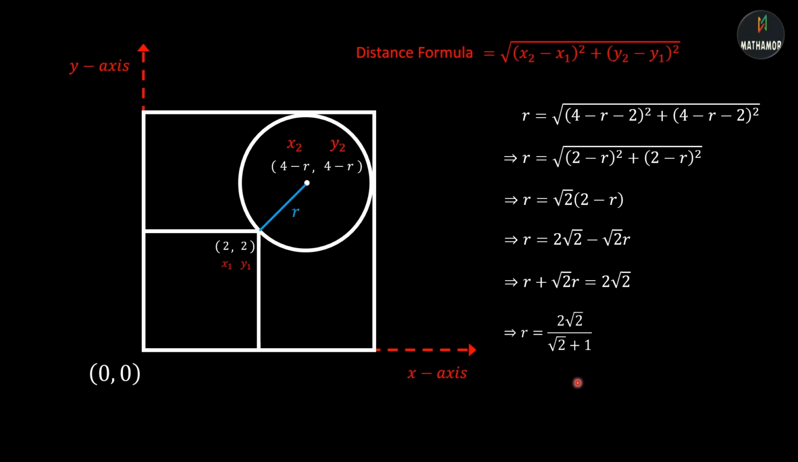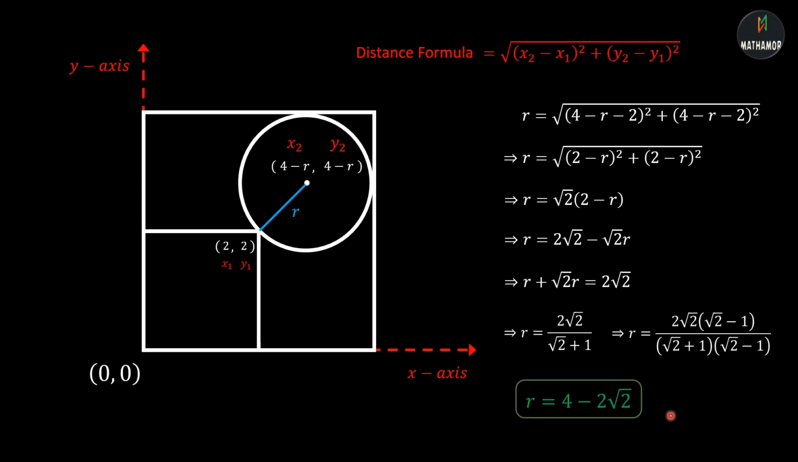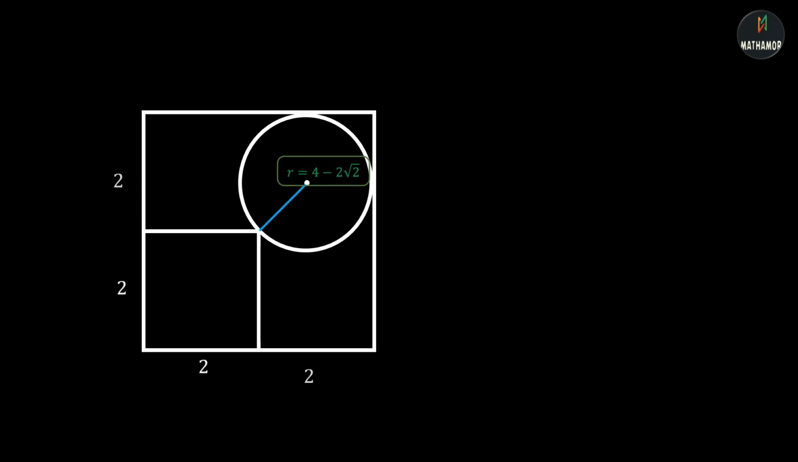Now after rationalizing this value, we multiply and divide by the term root 2 minus 1, and we get r as 4 minus 2 root 2. See how easy it was. So at last we get the value of r. So the radius of this circle is 4 minus 2 root 2 units.